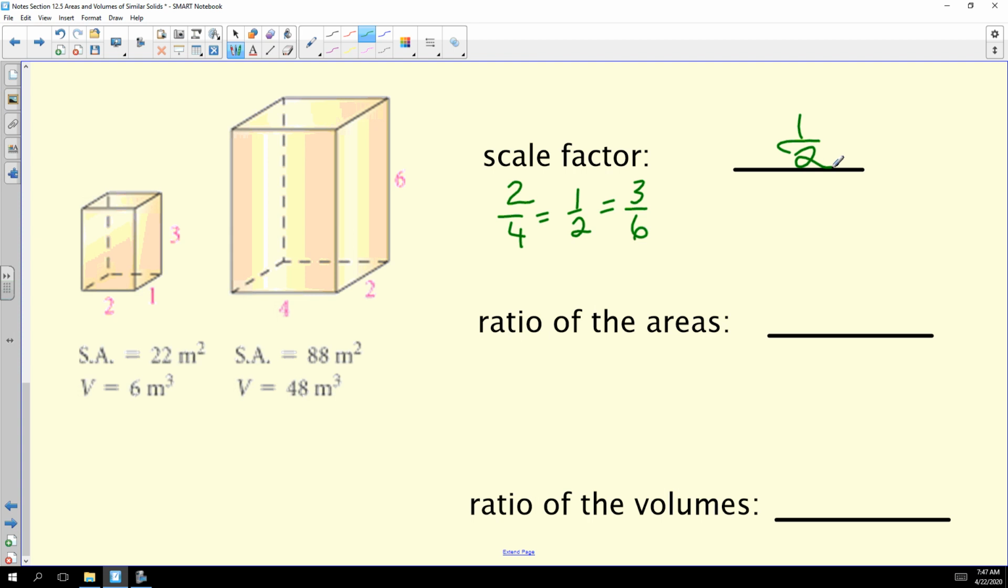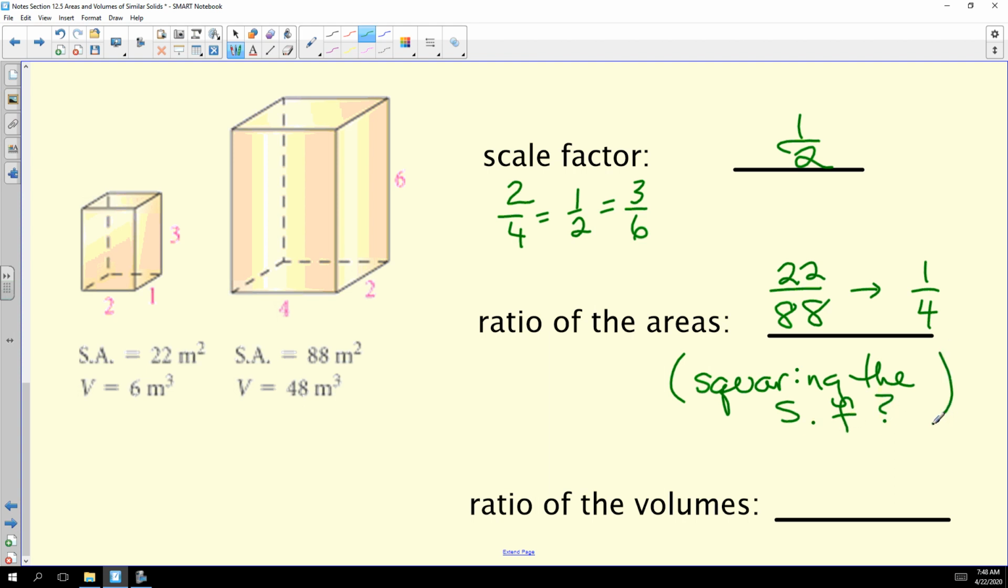Now let's compare the ratio of the areas. The surface area of the small is 22 square meters, and the surface area of the large is 88 square meters. When we reduce that, we get 1/4. So how to think about how that compares: the 2 could be doubled to get the 4. Also, the 2 could be squared to get to 4. Remember that area is units squared. And the 1, if you double the 1, you don't get 1, but if you square 1, you also get 1. Okay, so think about that as squaring the scale factor, right? That maybe is what's going on there.